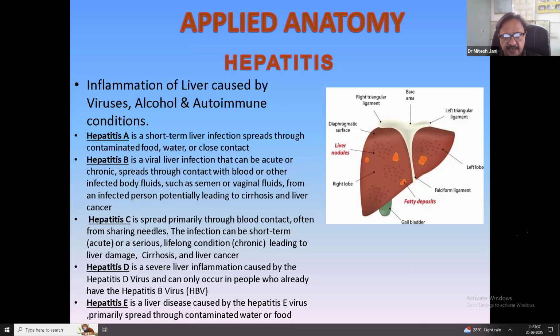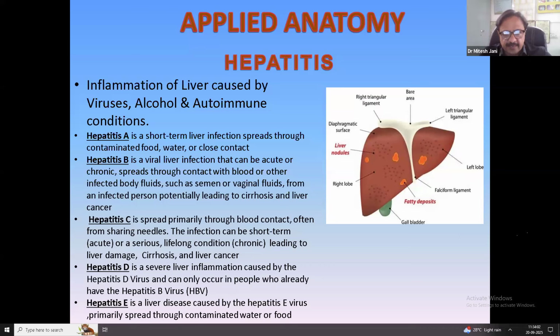If blood is taken as a sample from a hepatitis B infected person and the same needle is used for another person, then the virus spreads to that other person because the previous person is infected. So through this contact, hepatitis B develops.